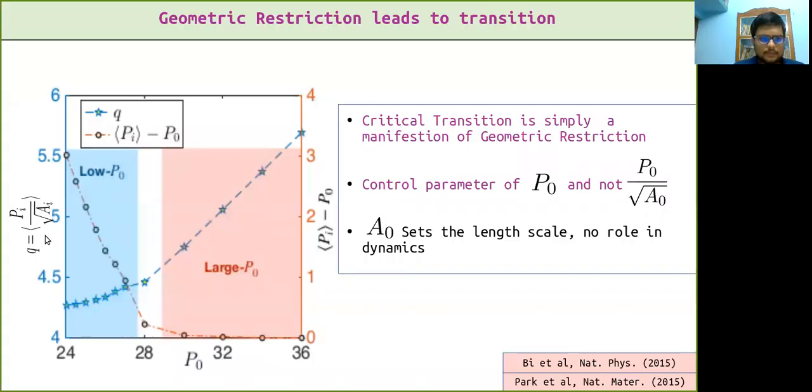Now, through simulation of the vertex-based model, the quantity q, which is defined as the expectation value of P_i divided by the square root of A_i, has been interpreted as the structural order parameter of the glass transition. However, within CPM, such an interpretation is not generic, and the result is simply a consequence of geometric restriction. So here we have plotted this q versus P naught, where q tends to a constant value in the low P naught regime, and it increases linearly at large P naught regime. And the geometric restriction point is clearer from the plot of the expectation of P_i minus P naught versus P naught, where you can see that at low P naught regime it decreases linearly, and at large P naught regime it is equal to 0.